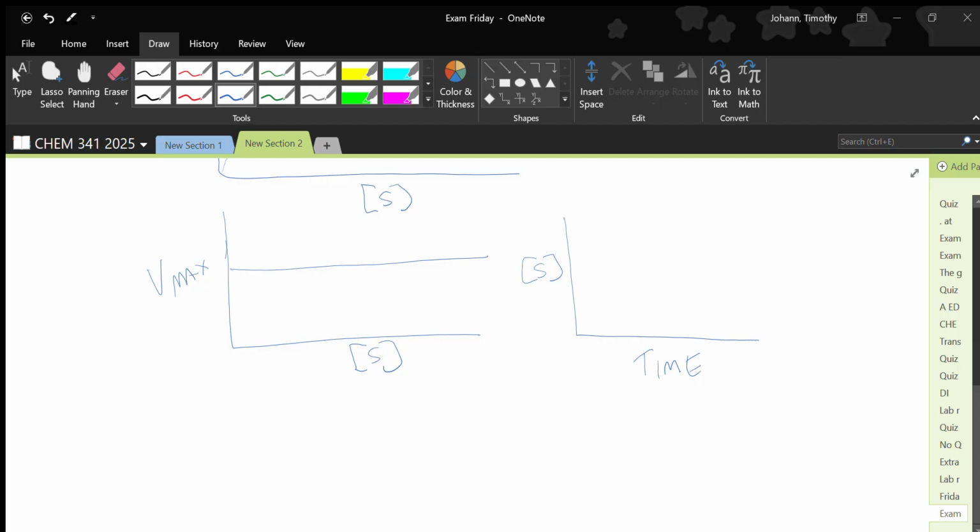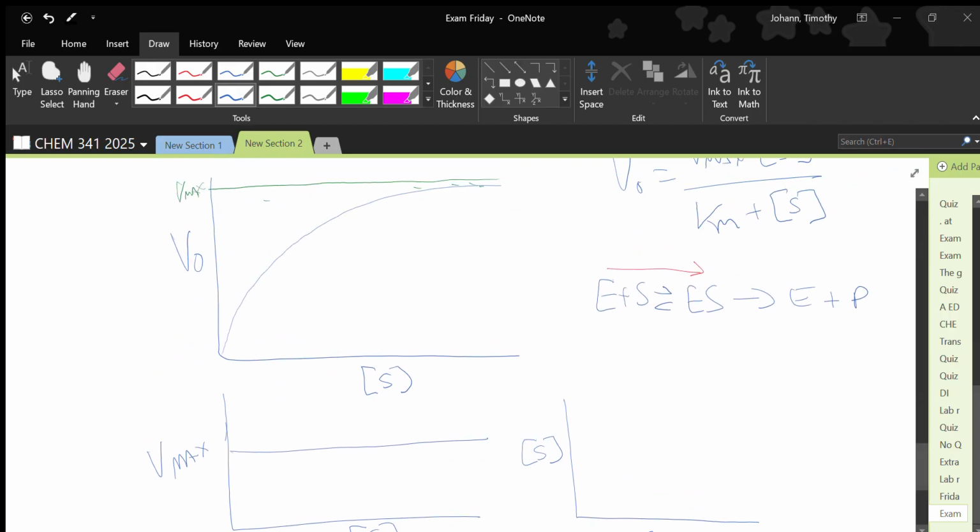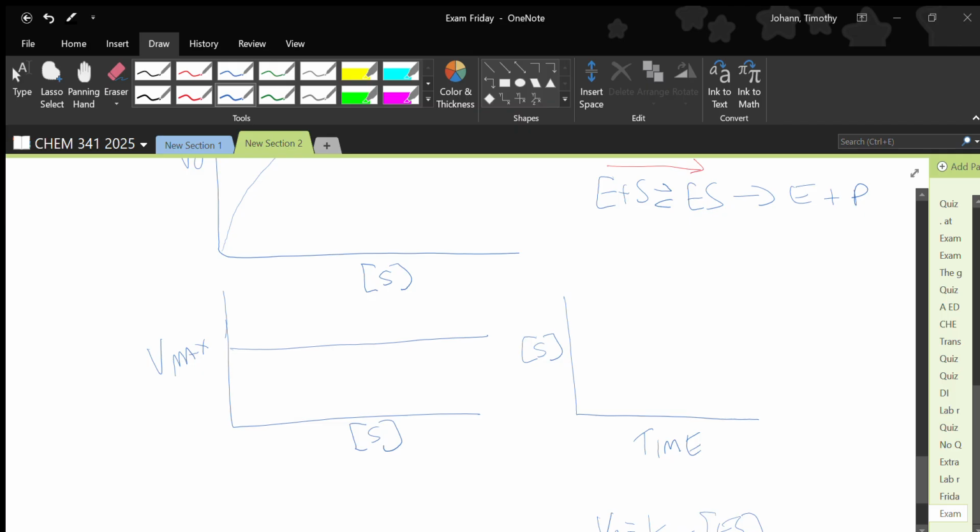So remember, our V naught is going to be equal to our kcat times our enzyme substrate complex concentration. And if we look at our reaction up here, the more substrate I have, the more enzyme substrate complex I'll have, in terms of Le Chatelier's principle. So it goes faster at the beginning. What we're going to end up with is something really steep that then gets less steep, because as the substrate goes away, it goes away slower since you have less enzyme substrate complex.